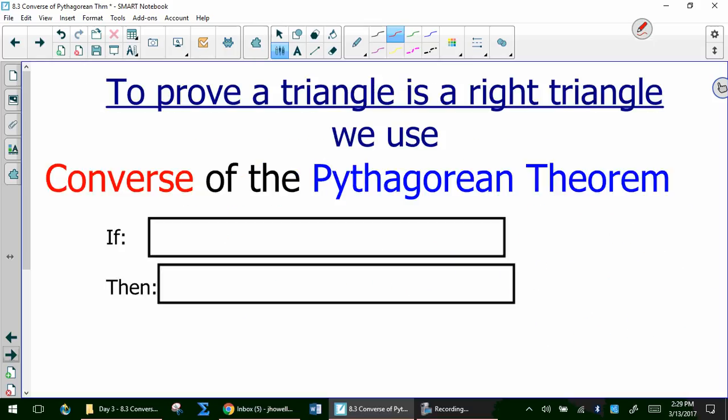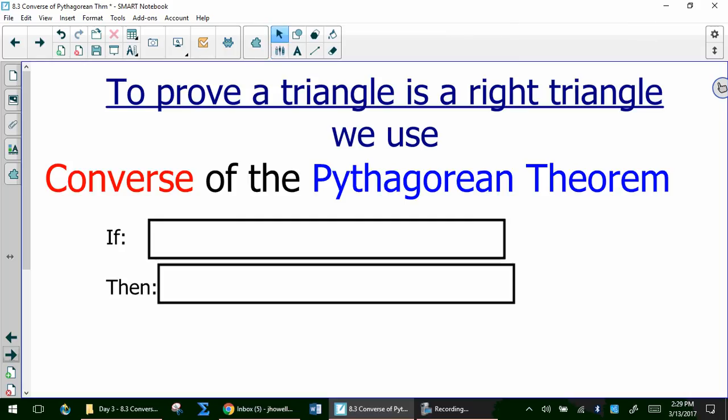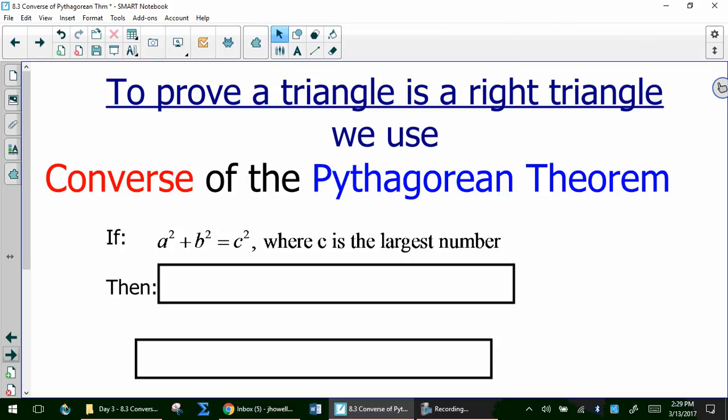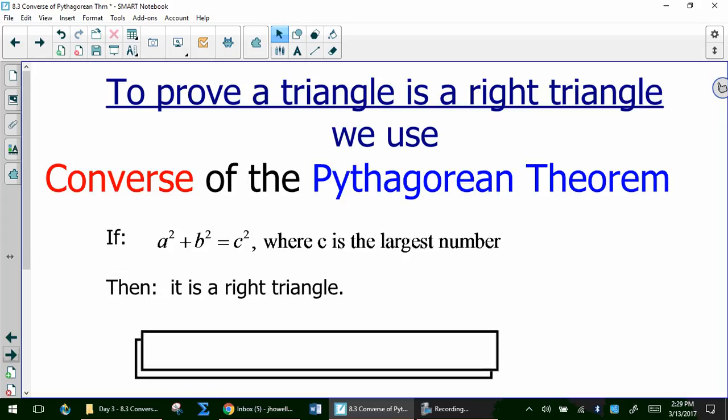So to prove a triangle is a right triangle, we use the converse of the Pythagorean theorem. Okay. So if a squared plus b squared equals c squared, where c is the largest number, then it is a right triangle. So these are in the notes that you have. So this is the converse of the Pythagorean theorem. So initially for the Pythagorean theorem, we had it is a right triangle, so then a squared plus b squared equals c squared. But now we're trying to look at the converse.